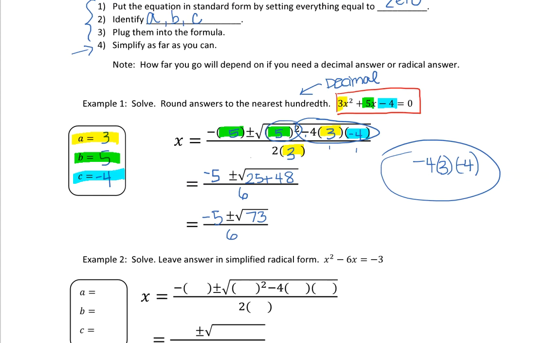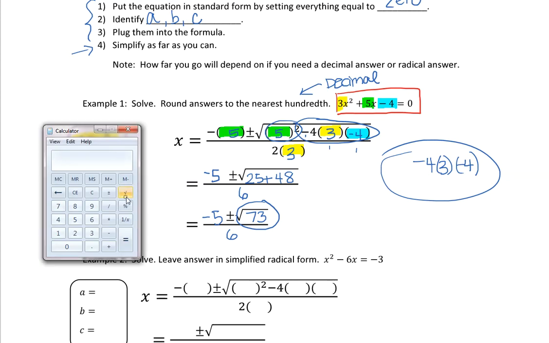This is where what you do next is going to vary. Because they asked me for a decimal, I'm going to get a calculator and figure out what the square root of 73 is. Okay, let's do that real quick. Taking the square root of 73, we get 8.54. Since they wanted the hundredth place, that's 2 decimal places.